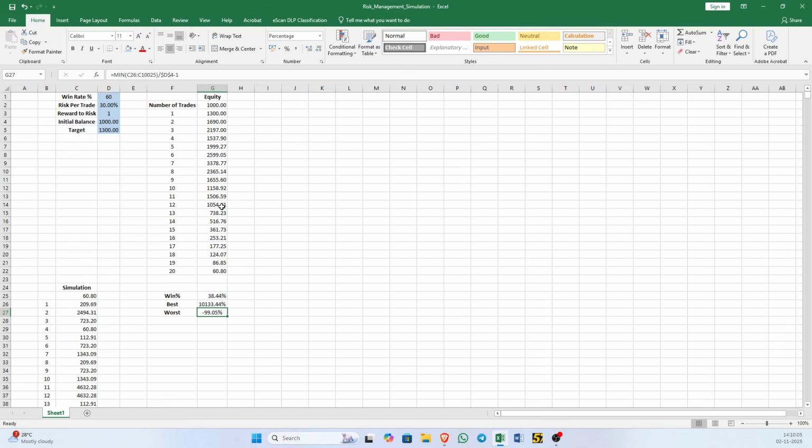You can play around with this data. It'll tell you how to pass the challenge, which is the best method to pass the challenge. You can figure it out for yourself.